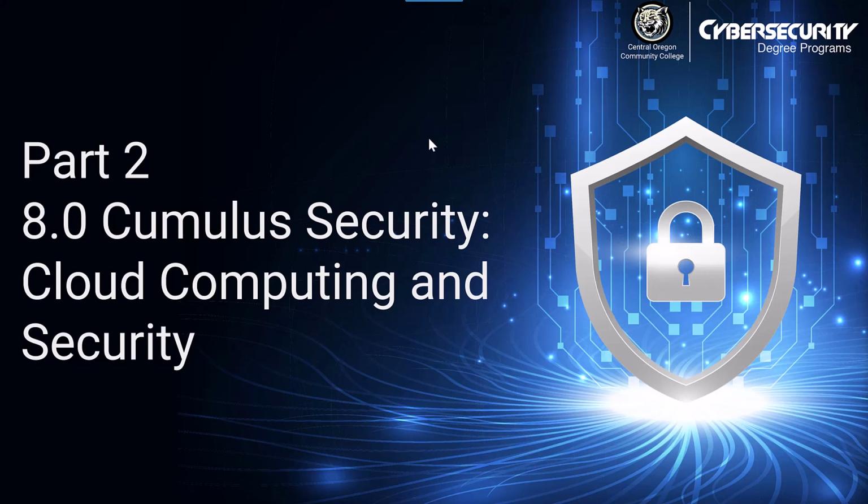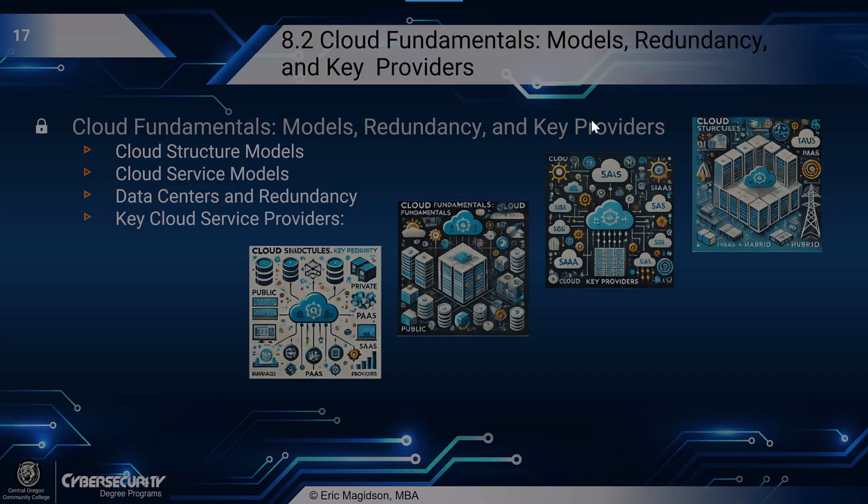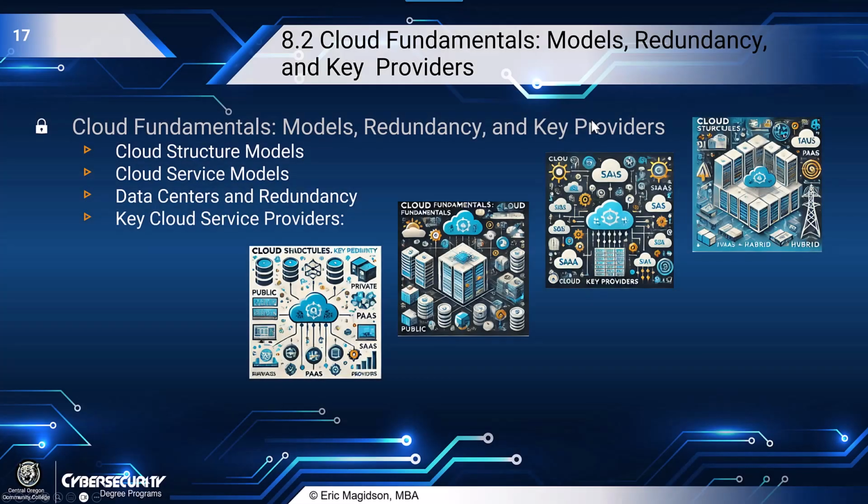We are going to start the meat and potatoes, if you will, of 8.0 Cumulus security. Let's take a look at models, redundancy, and key providers. All right, so as we talk about cloud fundamentals, first thing we'll talk about is models and then redundancy, as I said. So, we're going to take a look at cloud structure models.